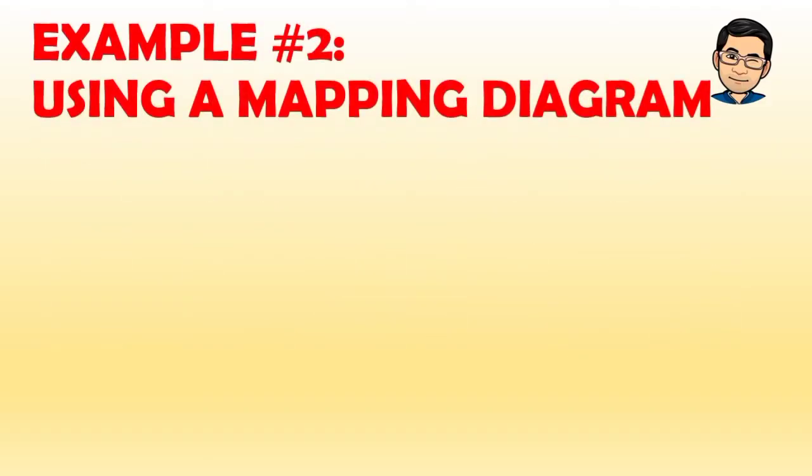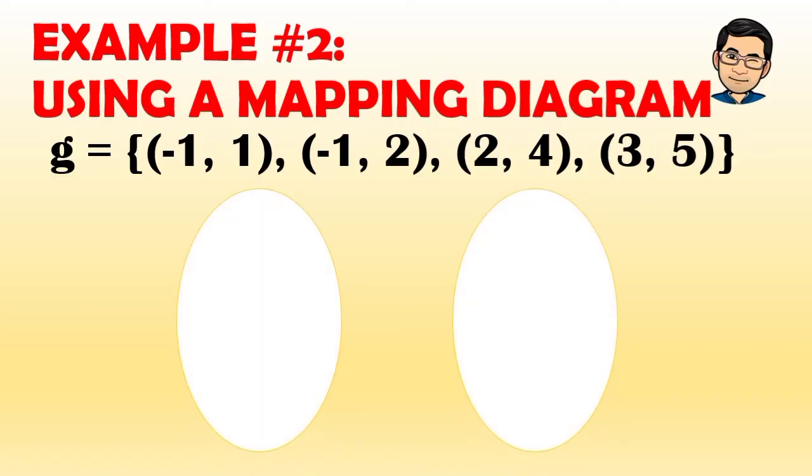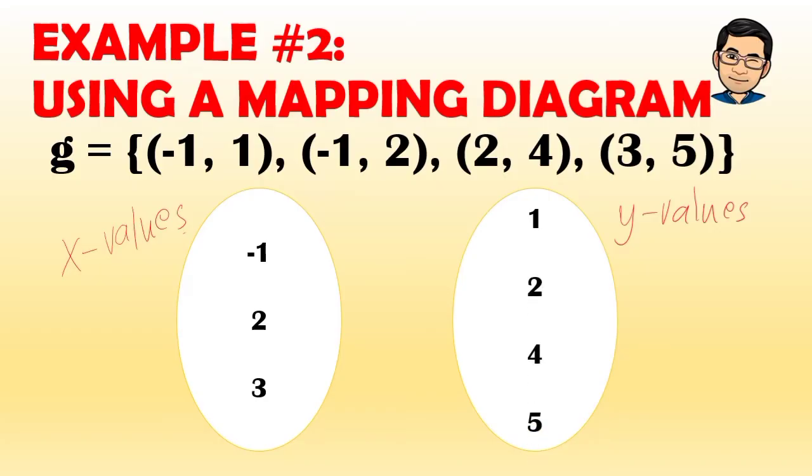Now, using a mapping diagram, since umulit yung negative 1 ng dalawang beses, ang magiging x values lang natin dito sa left side, our x values ay 3 lang. Okay, so hindi kasi natin pwedeng isulat ang negative 1 ng dalawang beses, kasi isang number lang yon. And then on the right side, we have y values. So under y values naman, meron tayong 1, 2, 3, and 4 na y values.